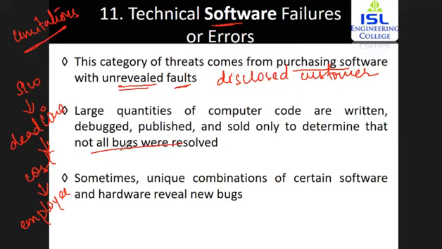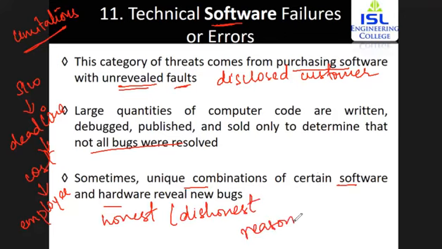Now sometimes, even if you are able to resolve all the bugs, some unique combinations of certain software and hardware might reveal new bugs. That is, suppose you are using some specific headphones, and those headphones are not compatible with the software. So sometimes these errors also occur due to certain combinations. Sometimes these errors are left out by the programmers. This can be honest mistakes or done for some dishonest reason. That is, they did not want to disclose the error or they did not want to work on it.